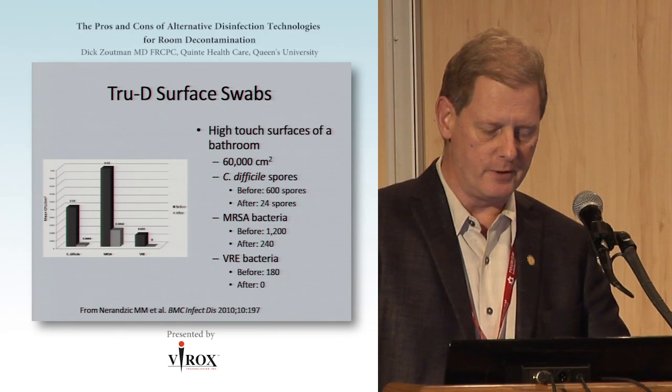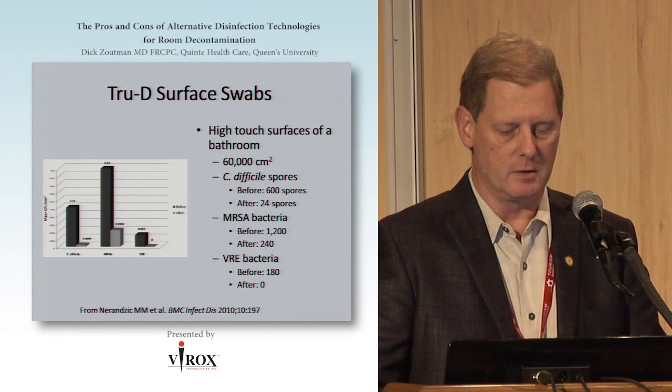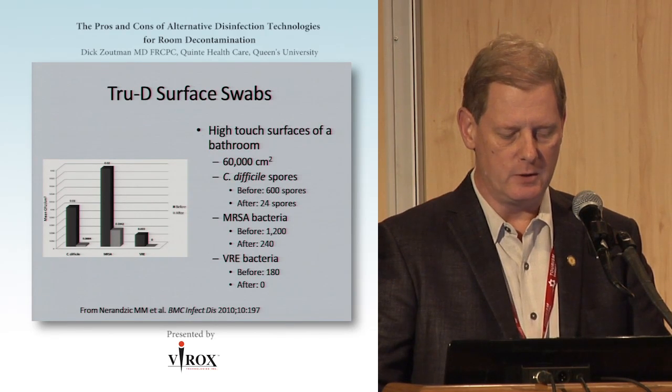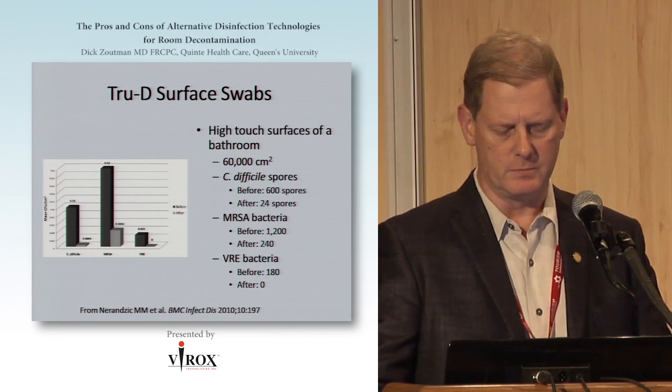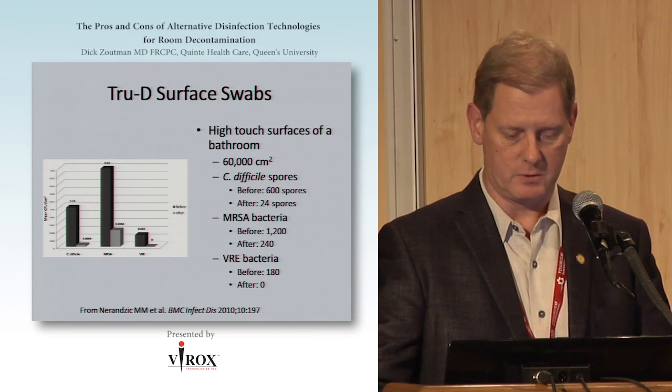They further presented this graphically to look at the proportion of kill, and if you see this data in the graph, you go, C. diff went way down, MRSA went way down, VRE went to 0, this sounds good.